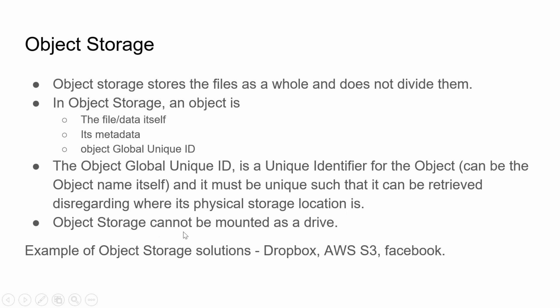Object storage cannot be mounted as a drive. That means, for example, in Linux and Windows, you can mount a software as a separate drive. When we learn about EFS, Elastic File System, we will learn what mounting is. To use Elastic File System, we have to mount it to the server, to the EC2 instance. I will show you why it is required at that time. But for S3 storage, mounting is not required.